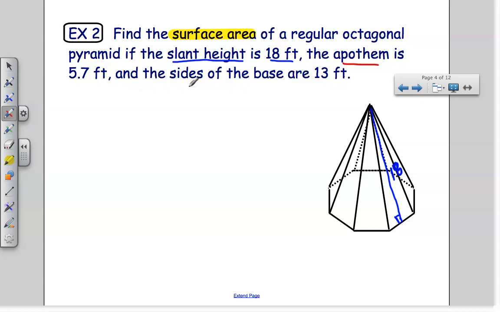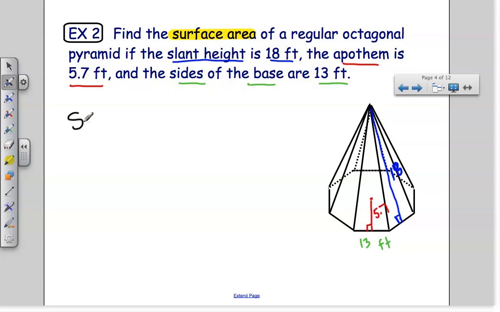The apothem is 5.7 feet. The apothem they're talking about is for the base, the actual octagon down here. Now remember, the apothem goes at a right angle to the side. I need that to come up with the area of that octagon, 5.7. And the sides of the base are 13 feet. So that would be the sides of the octagon, 13 feet.